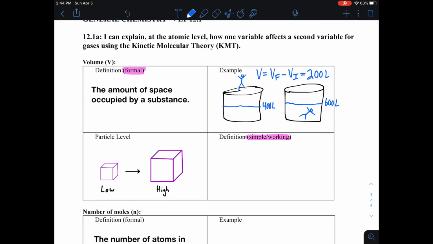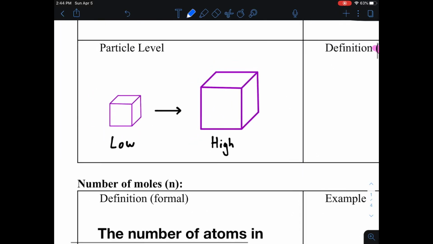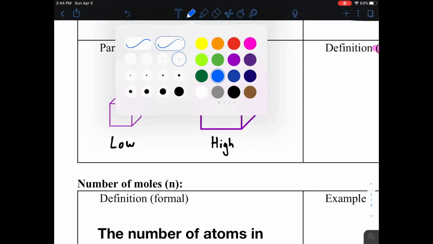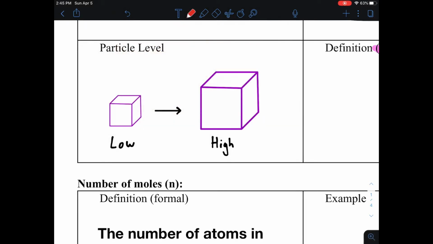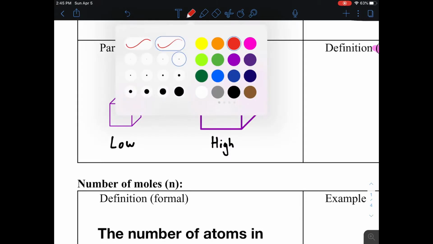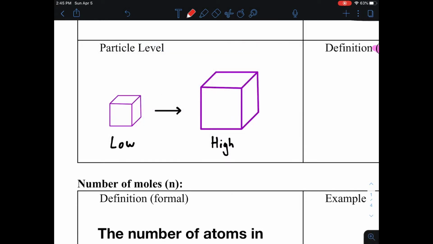So in the bottom left box here for particle level, draw 2 boxes. If you can make them 3D, even better. I've labeled one as low volume and the other as high volume. Now I'm going to add some gas particles. For the purpose of this, I'm just going to draw some dots that represent gas particles. Just know that I'm simplifying it a little bit. In each box, there are 3 gas particles. The difference between these 2 boxes is that one box is obviously bigger than the other. That is the volume that the particles have to move around in.